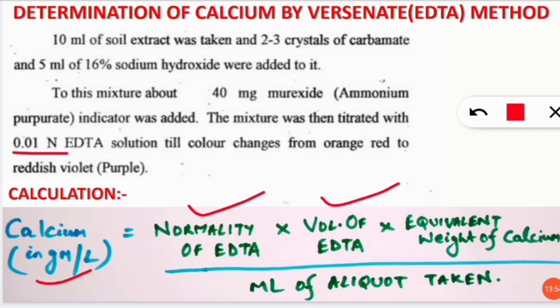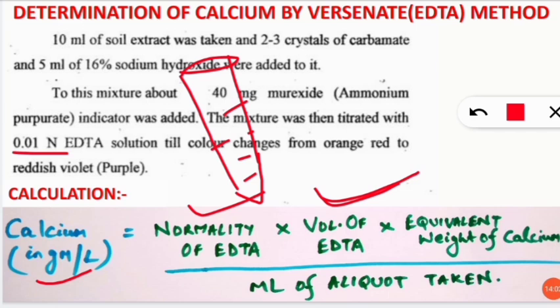So what is this volume of EDTA? In the burette, however much EDTA is used for the titration, that much is the volume of EDTA consumed, multiplied by the equivalent weight of calcium. So what is this equivalent weight?